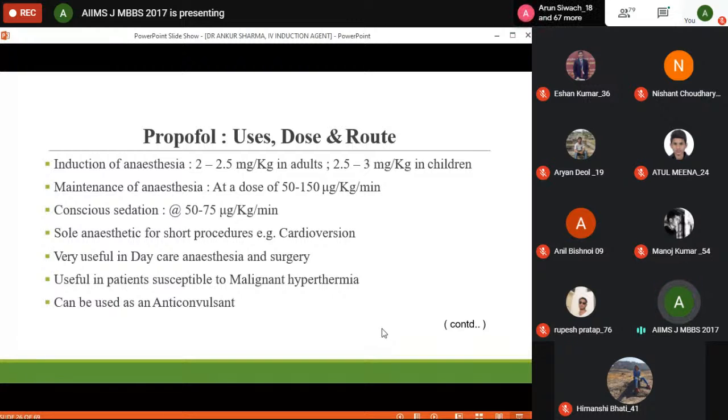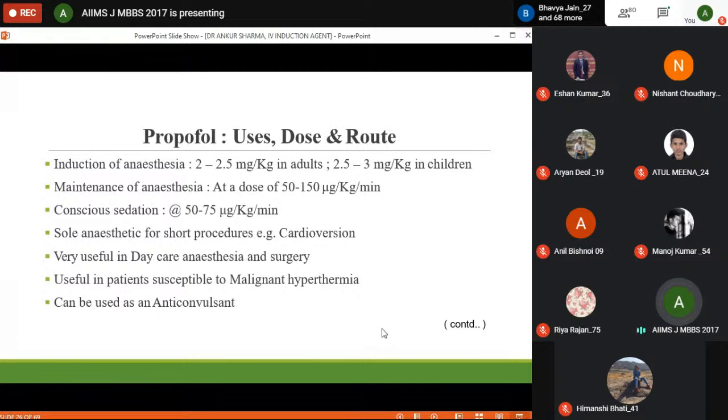The uses, dose and routes. The induction of anesthesia dose is 2 to 2.5 mg per kg in adults and 2.5 to 3 mg per kg in children. For maintenance of anesthesia, 50 to 150 mcg per kg per minute. For conscious sedation, 50 to 75 mcg per kg per minute. And as a sole anesthetic, for short procedures like cardioversion, it can be used.